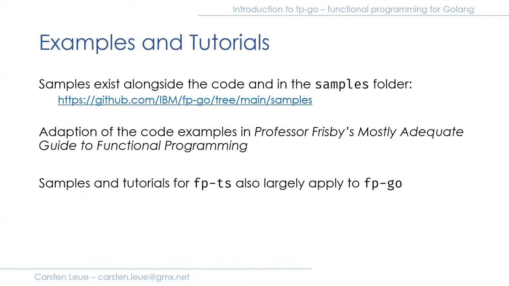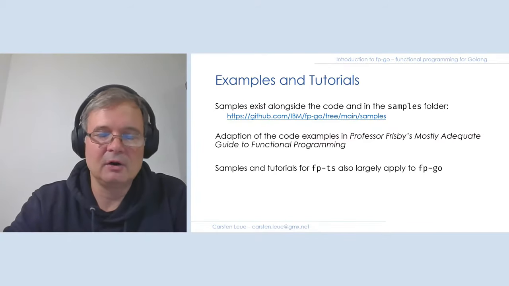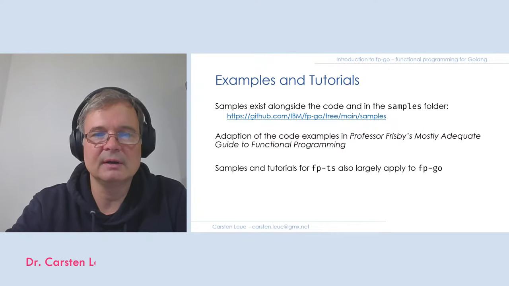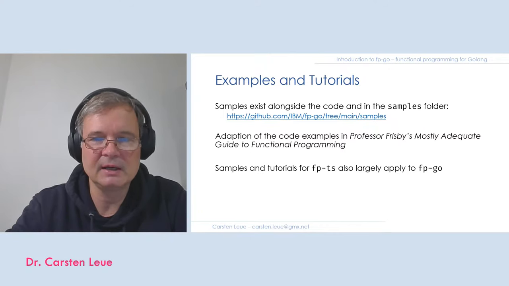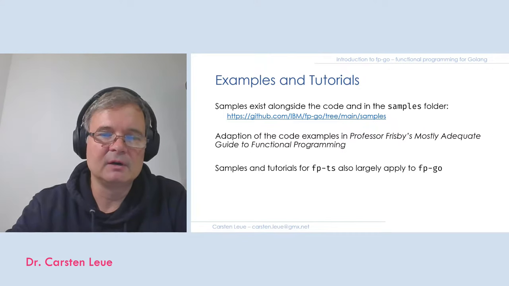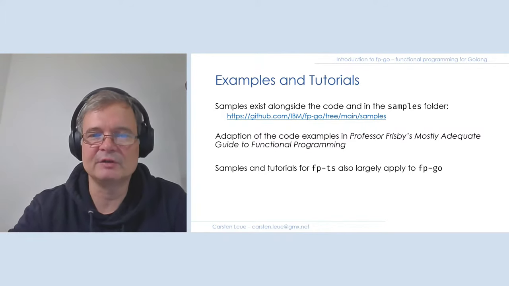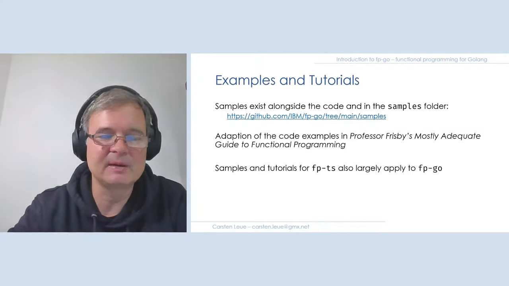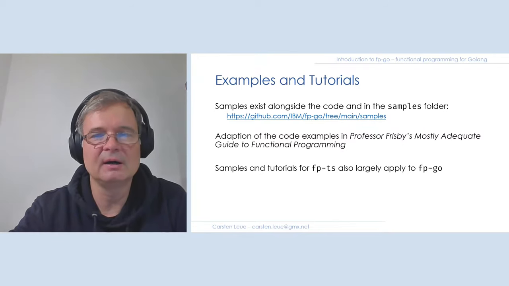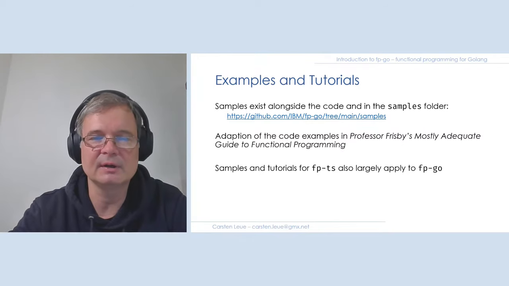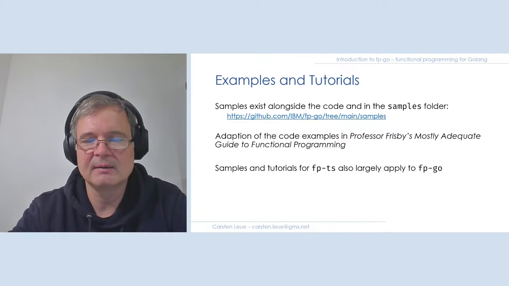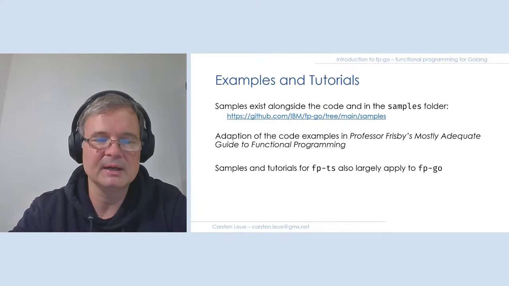This, in fact, concludes my presentation. I'm sorry for running over a bit. You can find all the examples I was showing here in the open source project at the given link, plus many more. I've also converted the examples of Professor Frisbee's Mostly Adequate Guide to Functional Programming, which is a fun read, actually, to FPGO. So you can follow that book and compare how it looks in FPGO. And since it's so similar to FPTS, many of the tutorials you find for FPTS also apply to FPGO.